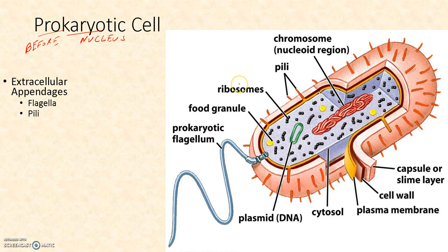First and foremost, there are these extracellular appendages. The first appendage that we are looking at is, of course, this long whip-like structure which is made up of a protein. This is the long whip-like flagellum. Some bacteria have this, some bacteria do not have this, and of course the function is movement.